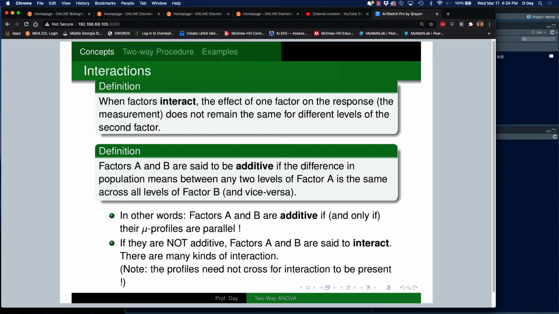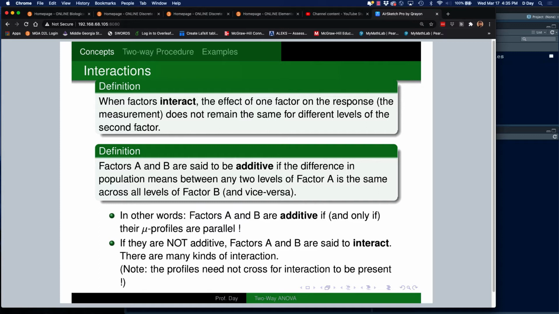Now, what we prefer them to be, so they're easier to deal with, is called additive. The two factors A and B are called additive if the difference in the population means between any two levels of factor A is the same across all levels of factor B, and vice versa.